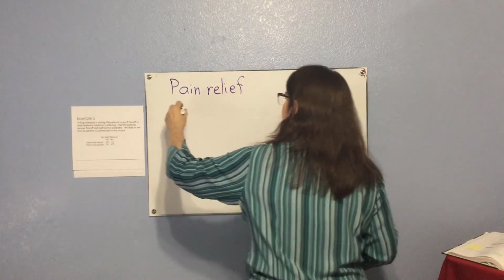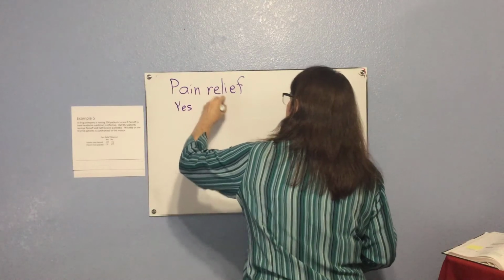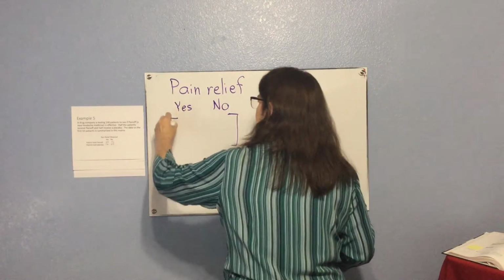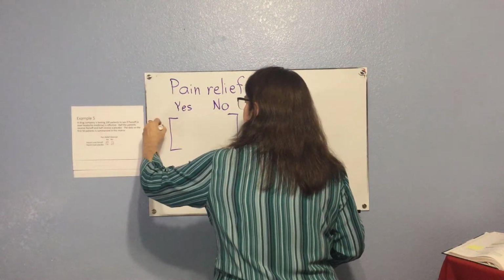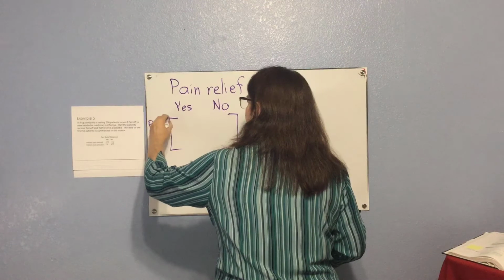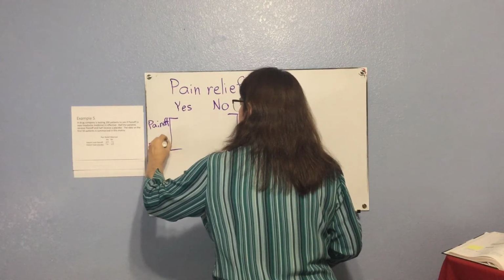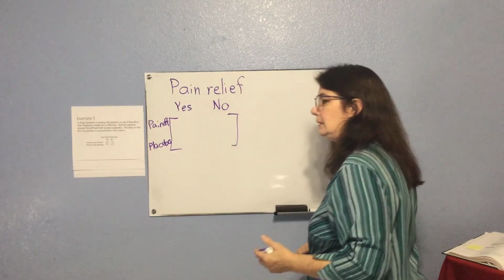This matrix has 2 columns, depending on whether the patient experienced pain relief or not, and the rows represent whether or not the patient actually received any medication.